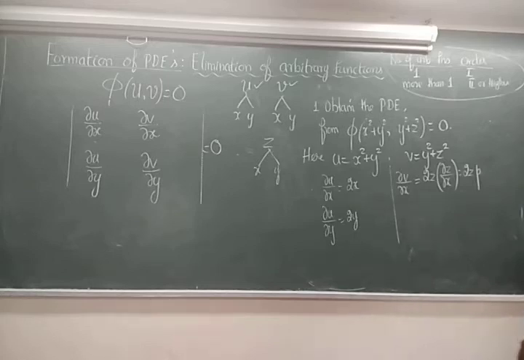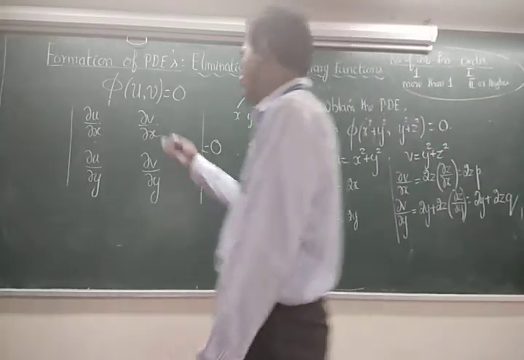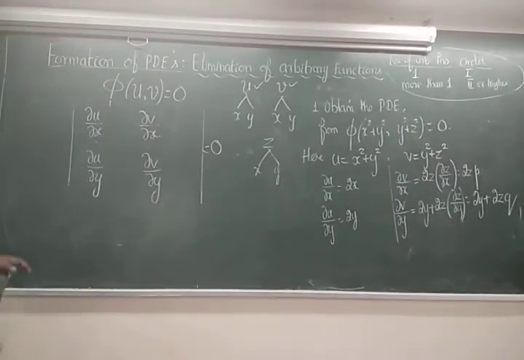Got it? What about dou v by dou y? Dou v by dou y is equal to y squared becoming 2y, plus, once again, z squared: z is a function of x and y, so z squared becomes 2z into dou z by dou y, otherwise 2y plus 2z q. So once we get the partial derivatives, substitute in this form. What is it?